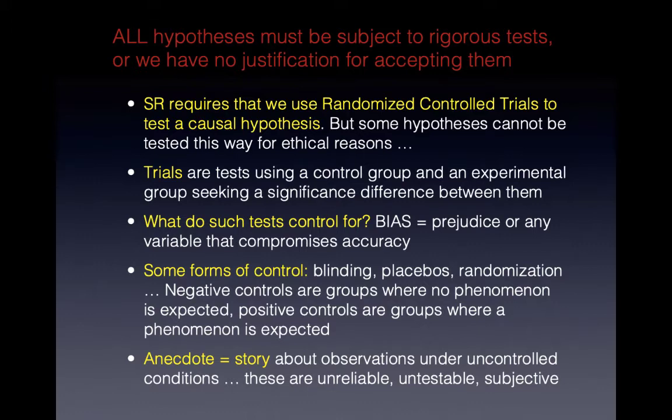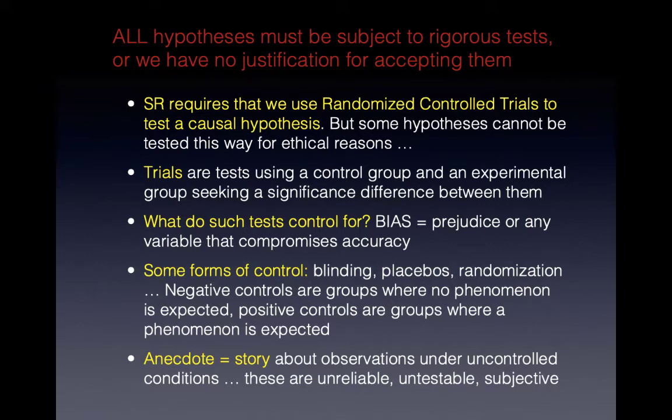We're trying to control for bias. And bias is basically any sort of prejudice or variable that compromises our accuracy. In general, a bias is something that moves you away from the truth. And we're all familiar with some subjective biases. But there are also statistical and objective biases and errors in measurement that can compromise the accuracy of our observations and so undermine the justification for our conclusions about them.